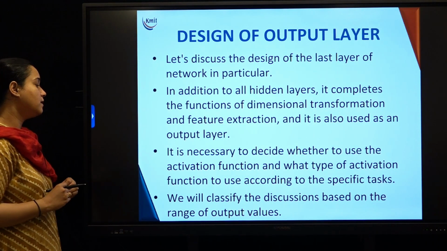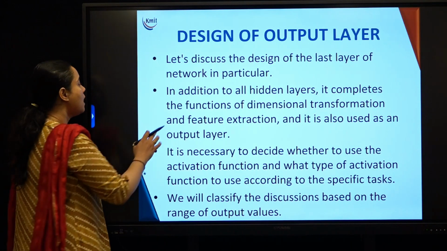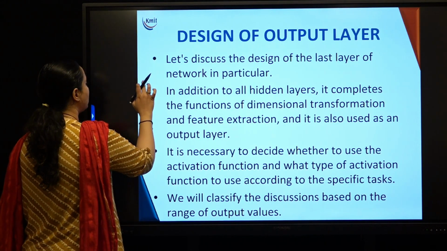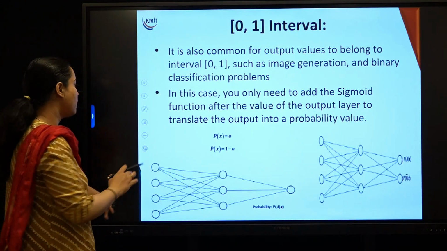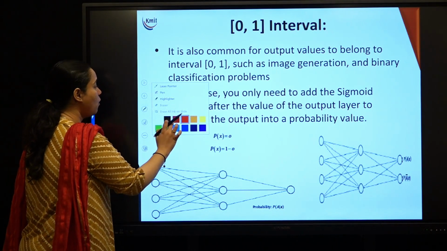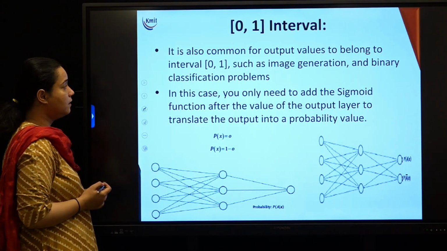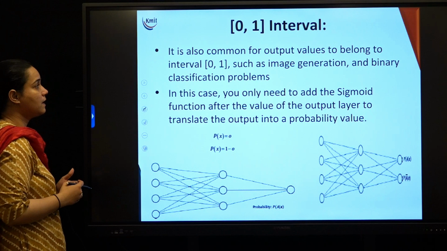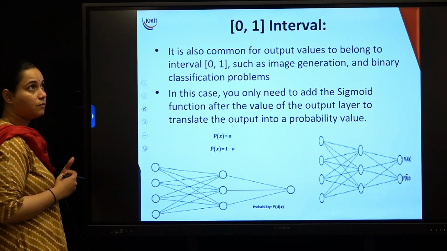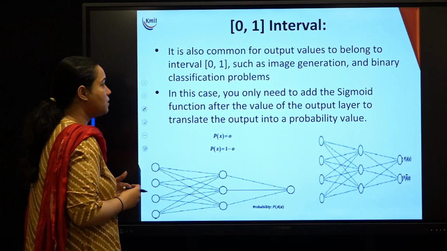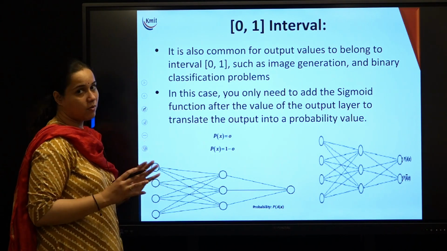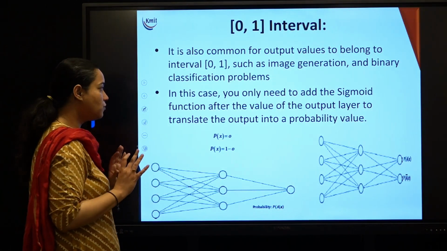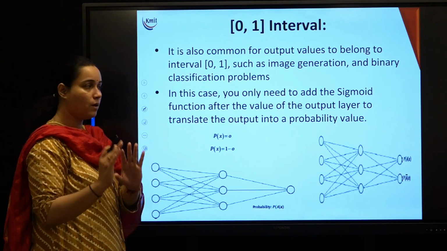So we are going to classify the discussion based on the range of output values. How do you want the output of your model to be? Based on that, we are going to select our activation function. Suppose our output is in the range of 0 to 1. Where do you use 0 to 1? Especially in problems like image generation and binary classification. In that case, you simply use a sigmoid function after the value of the output layer, so as to translate the value of the output into a probabilistic value.